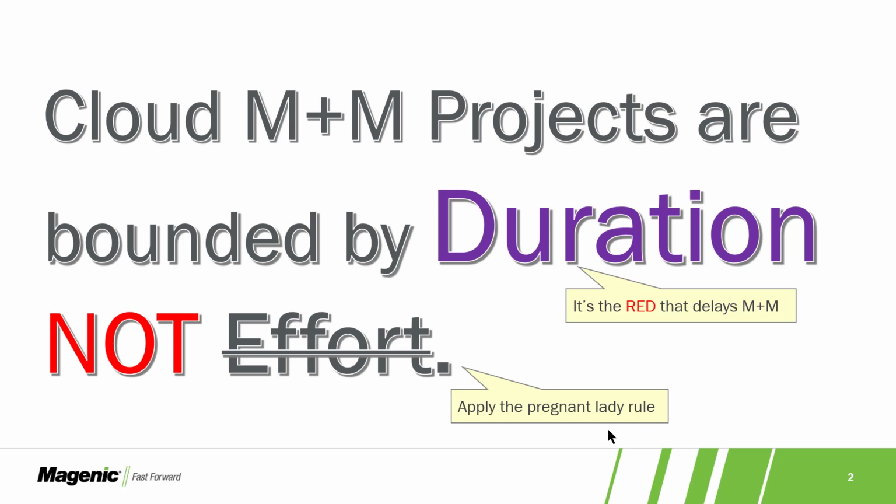And what we've discovered is that the pregnant lady rule, coined by Brooks, applies. That is to say, it takes one lady 9 months to have a baby, and adding a second lady to the equation does not halve the time. In migration projects, we are, more than any other project type, at the behest of others.